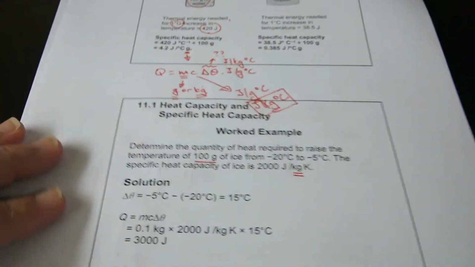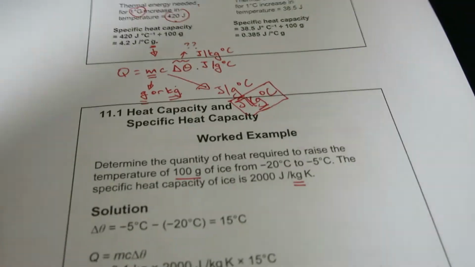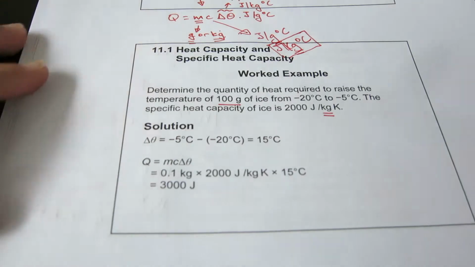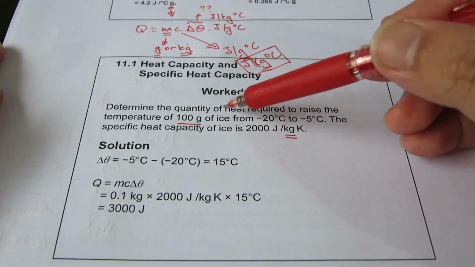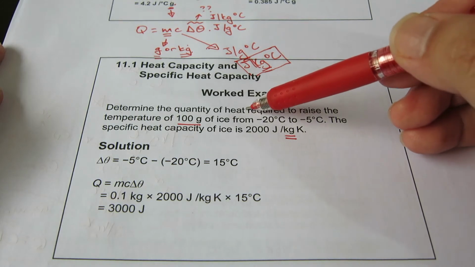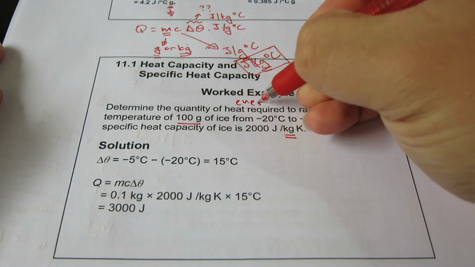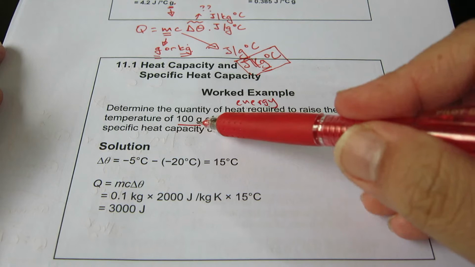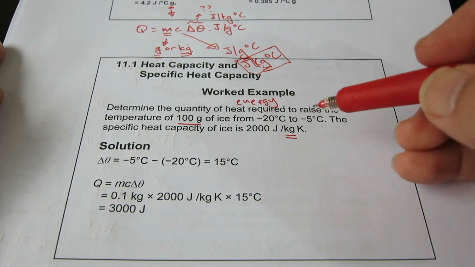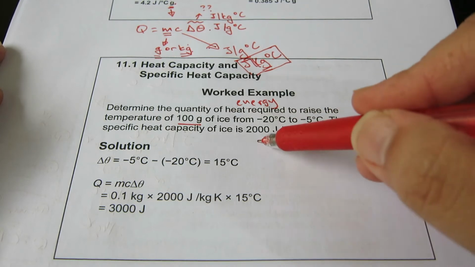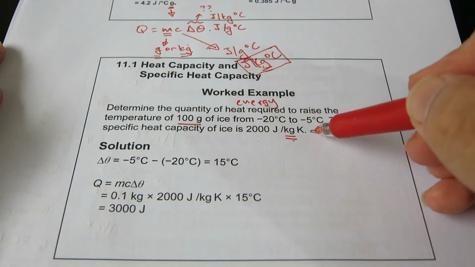So let's have a look at how a specific heat capacity question will look like. A simple question: they ask you to calculate the amount of heat or energy required to raise the temperature of 100 grams of ice from -20 to -5 degrees Celsius. And I'm given that the specific heat capacity is 2000 joules per kilogram Kelvin.